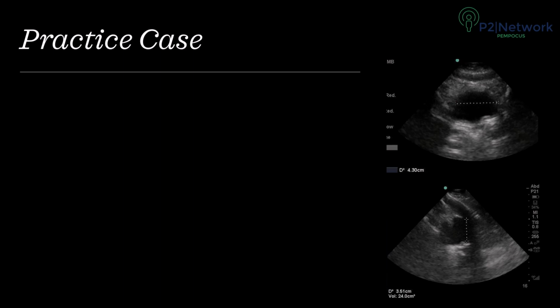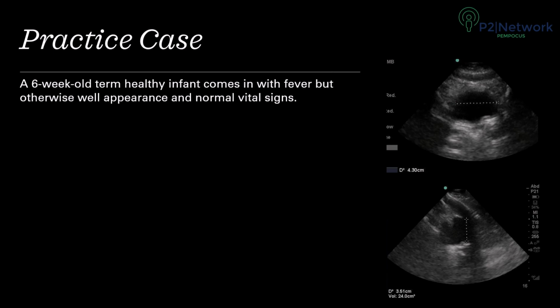I'd like to conclude with a case. A 6-week-old term healthy infant comes in with a fever but otherwise well appearance and normal vital signs. Nurses have trouble obtaining blood, and this requires multiple attempts by 2 nurses before successful samples are drawn. A bag urine was placed at triage, and that urinalysis comes back positive.